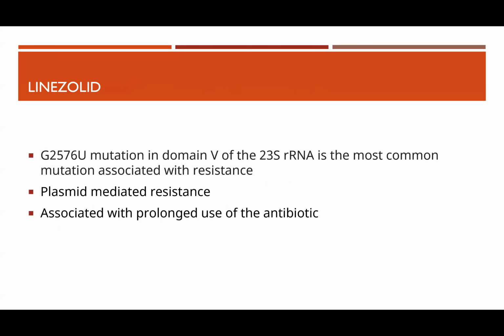In terms of linezolid, the G2576U mutation, which is a confusing E. coli numbering scheme, in domain 5 of the 23S rRNA is the most common mutation associated with linezolid resistance, because we know that 23S rRNA is the target site for linezolid. Plasmid-mediated resistance involves methylation at specific sites on this 23S rRNA domain.